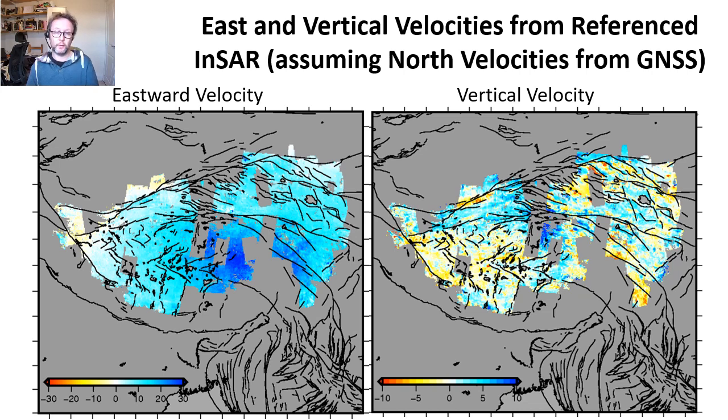Once we've got our line of sight velocities referenced to GNSS, we can do a more direct inversion for both the eastward and vertical velocities, in this case by assuming that the north-south velocities, which only make a relatively small contribution to the InSAR line of sight velocities, are correct in the GNSS velocity field. What we get out is these nice maps at the InSAR resolution of both the eastward and the vertical velocities.